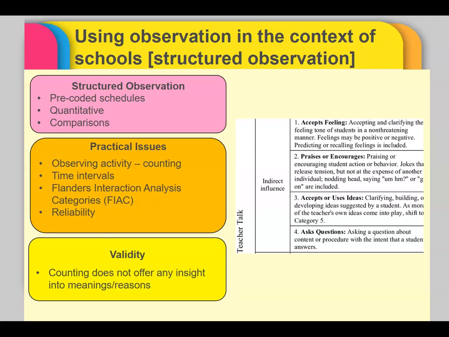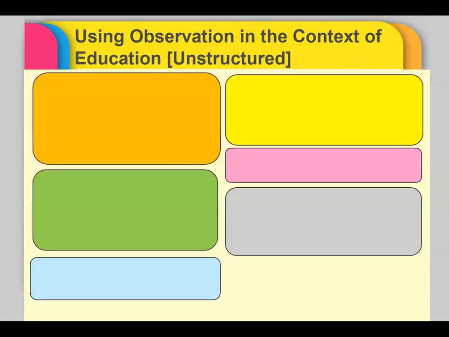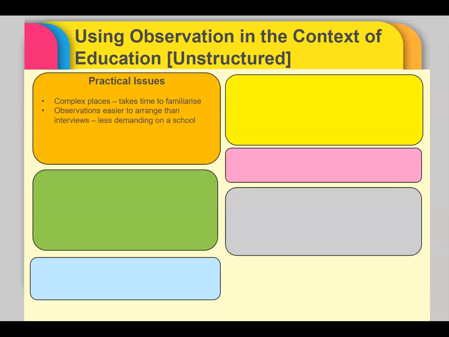Not felt to be valid. Counting does not give an insight into meanings or the reasons behind behaviour. So if a teacher is being biased towards male students, we don't know why that is, we just know it's there. So then when we look at unstructured observation, practical issues to think about. Schools are complex places. It takes a lot of time to familiarise yourselves once you get inside a school.